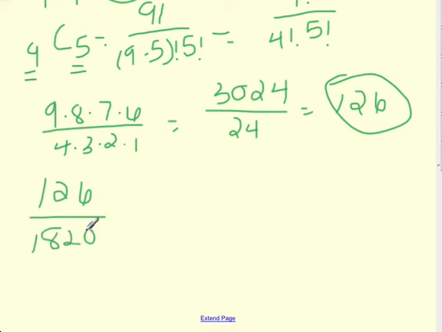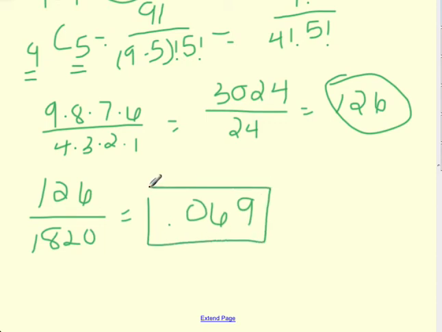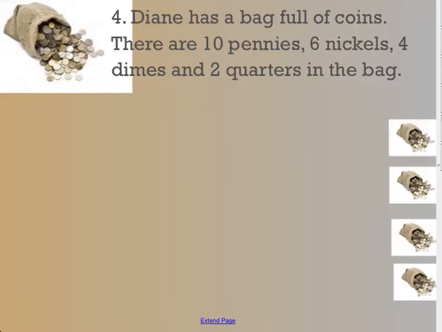So 126 divided by 1,820 is going to give us 0.069. So there's a 6.9% chance of that occurring. Now let's take a look at this last problem here.